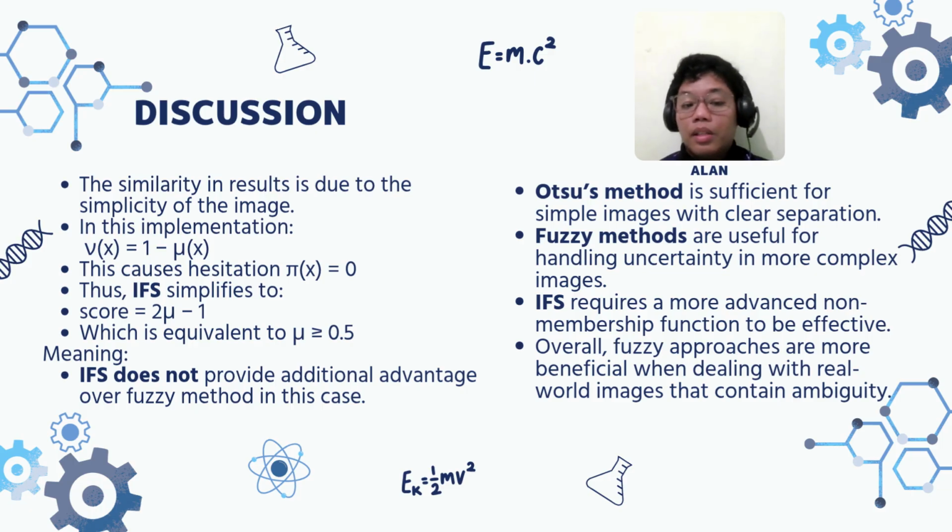That said, each method still has its place. The Otsu method works well for simple images with clear separation. The fuzzy method helps when more uncertainty is involved. The IFS needs a more advanced non-membership function to actually be useful. Overall, fuzzy approaches tend to perform better on real-world images where ambiguity is more common.